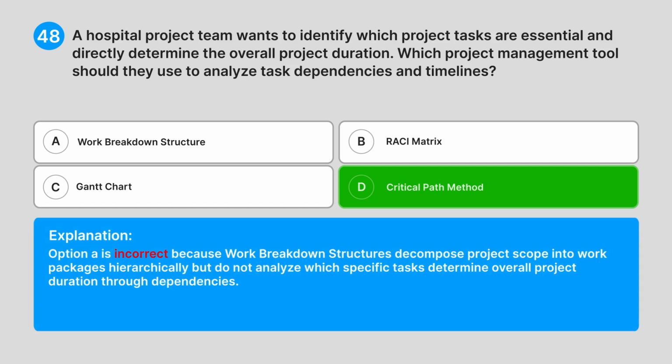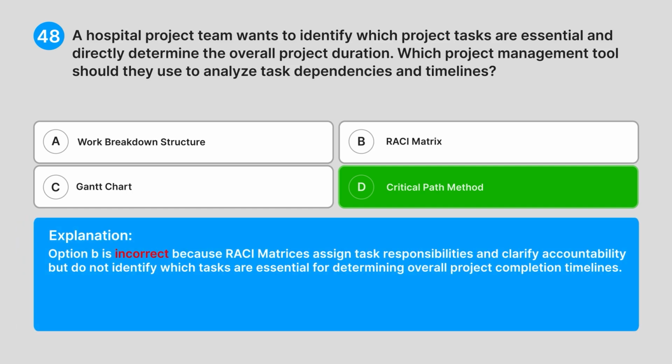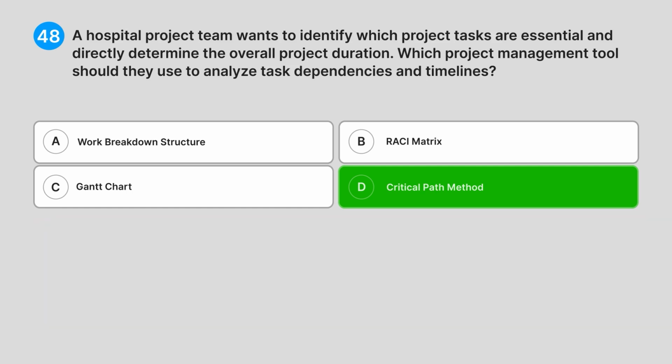Option A is incorrect because work breakdown structures decompose project scope into work packages hierarchically, but do not analyse which specific tasks determine overall project duration through dependencies. Option B is incorrect because RACI matrices assign task responsibilities and clarify accountability, but do not identify which tasks are essential for determining overall project completion timelines.